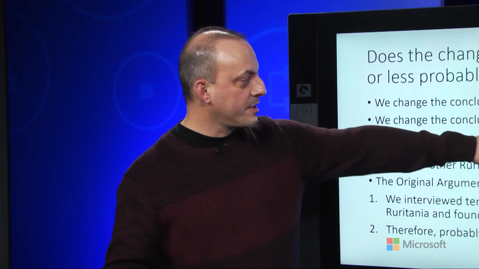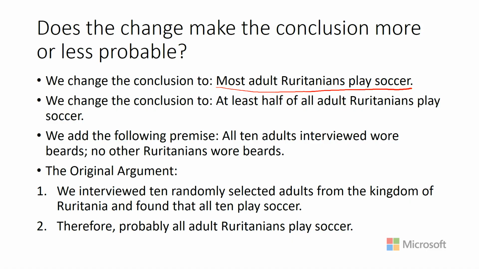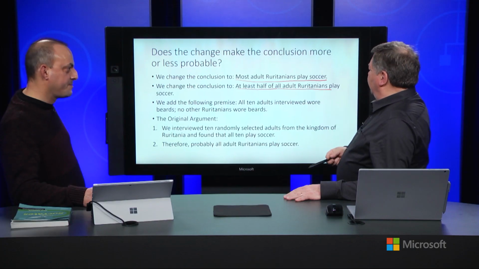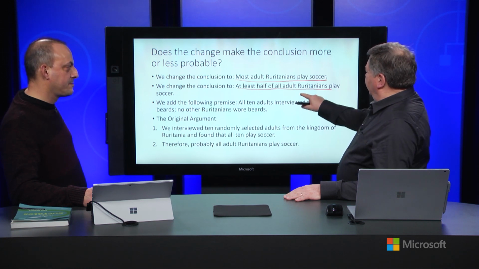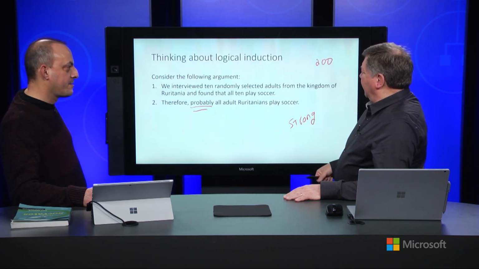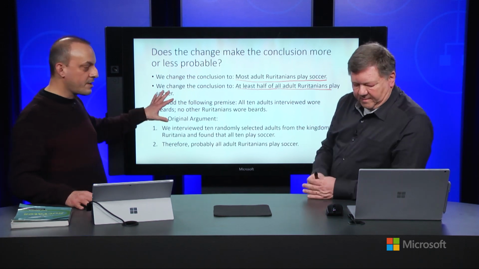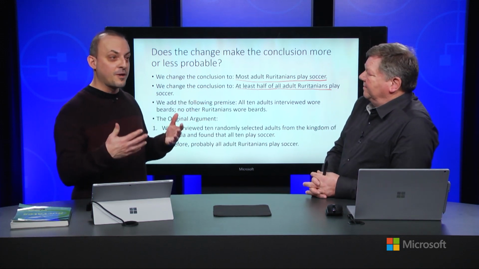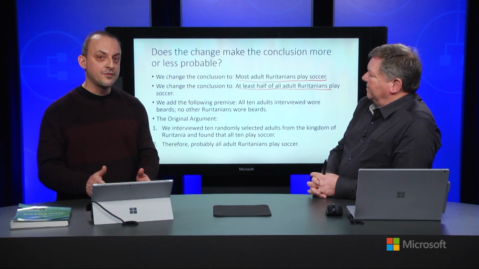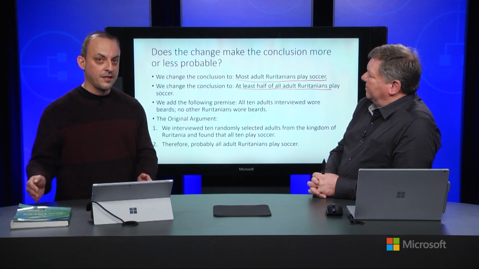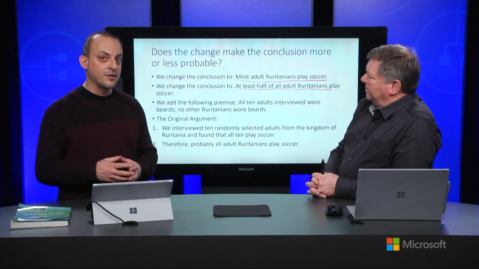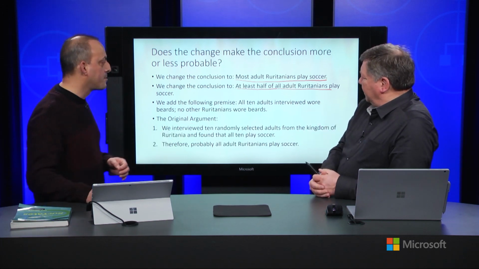And that's also true of changing it to at least half. Now I'm making a weaker claim and a more general claim, and this is even more highly probable, that 51% play soccer. That's even more probable on the evidence than the first conclusion. So it's very important, as you're working through these arguments, that you think very carefully about what the arguments are claiming, and think of the degree of strength as the probability that the conclusion is true, based on the truth of the premises.